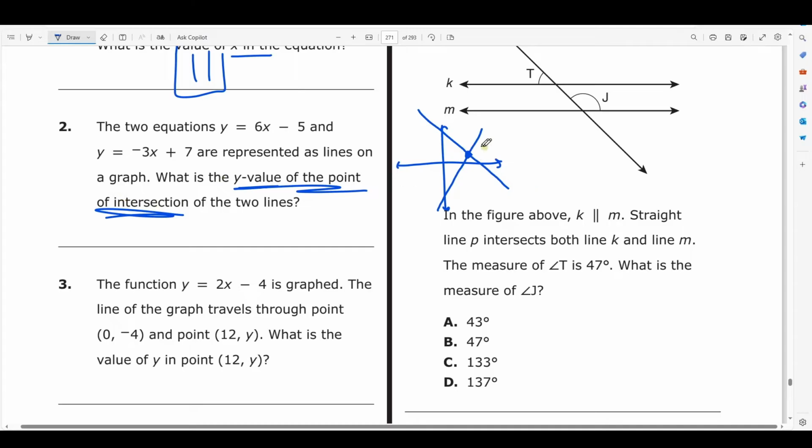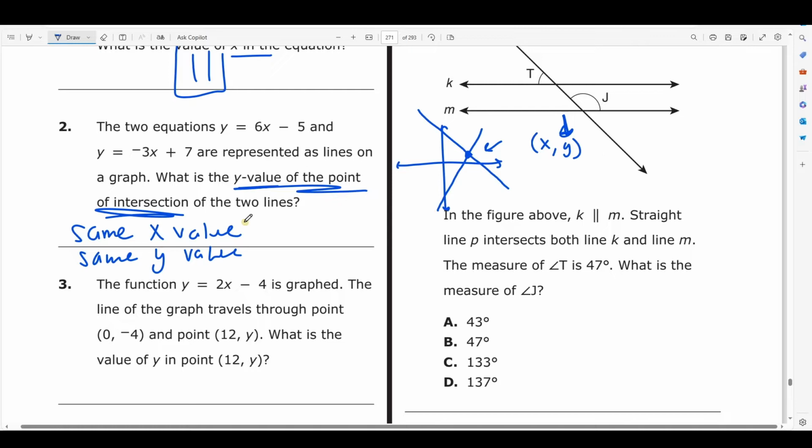So we have to find this point right here. And from that point, which is going to be x comma y, we need to find the y value of that point. So it's handy to know what exactly happens when two lines intersect. When two lines intersect, they have the same x value, and they have the same y value. In other terms, the two lines are equal at that point.